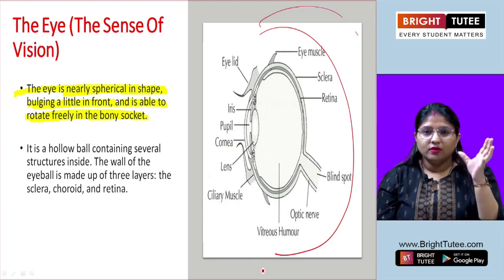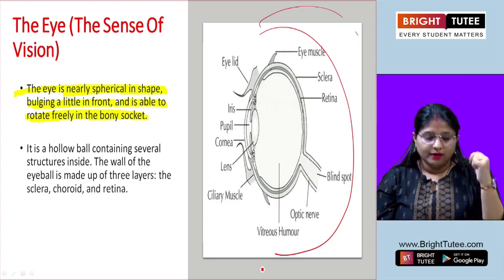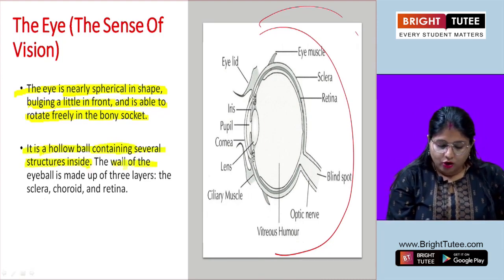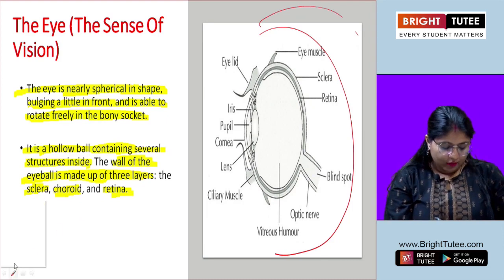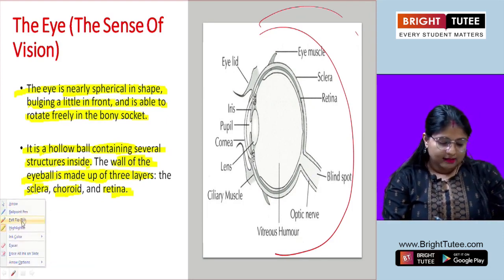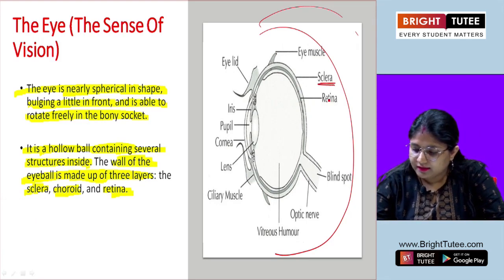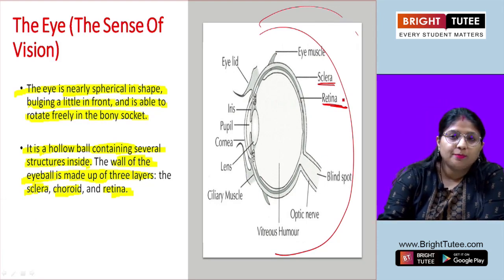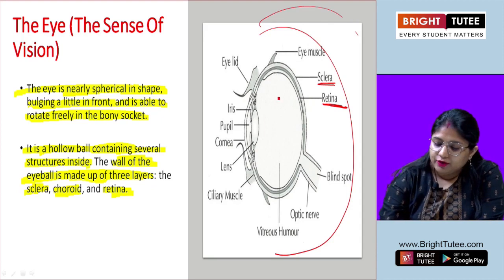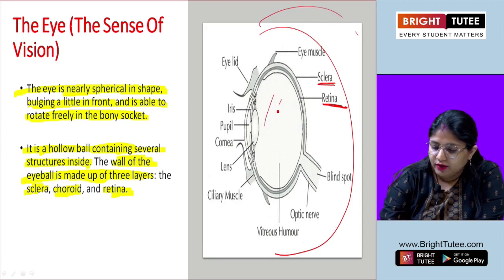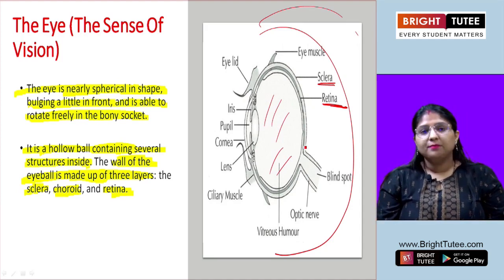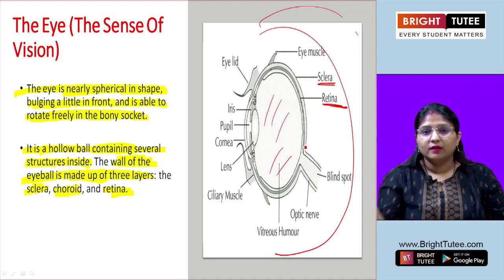It is a little bulging outside, as you all know. It is a hollow ball containing several structures inside. The wall of the eyeball is made up of 3 layers: sclera, choroid and retina. These are the 3 important structures present within this eyeball. This is a hollow structure filled with fluid, and this helps in conducting the image, helping us see what is around us.